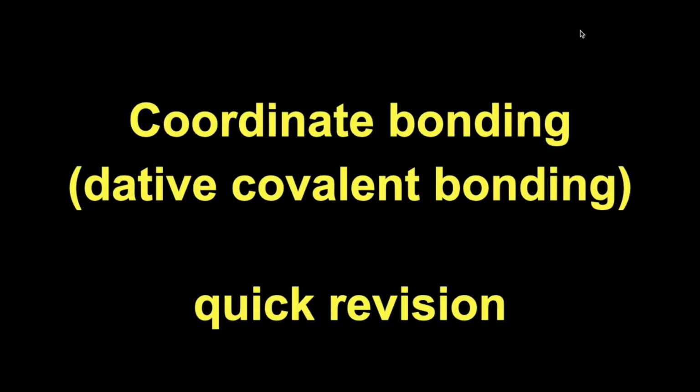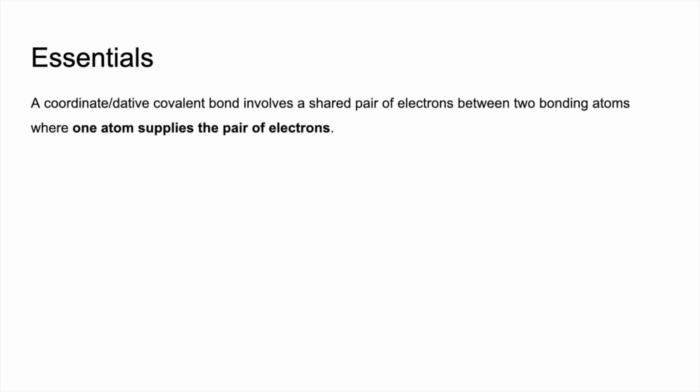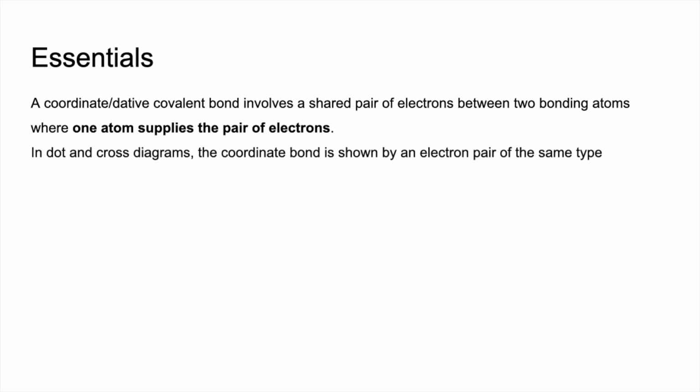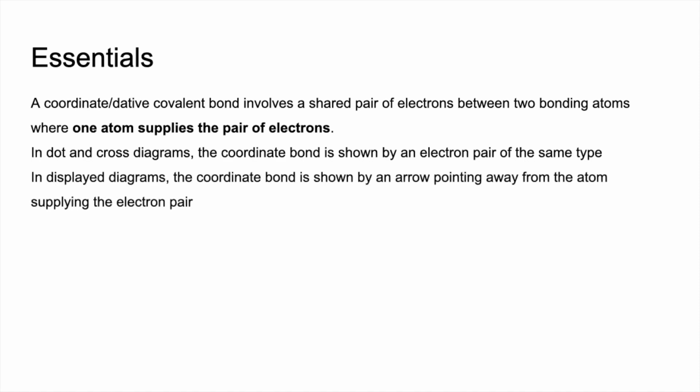Quick revision video on coordinate bonding, also known as dative covalent bonding. So we'll start with the essentials. A coordinate or dative covalent bond involves a shared pair of electrons between two bonding atoms where one atom supplies the pair of electrons. In dot and cross diagrams, the coordinate bond is shown by an electron pair of the same type. So two dots, two crosses, that sort of thing. In displayed diagrams, the coordinate bond is shown by an arrow pointing away from the atom supplying the electron pair.